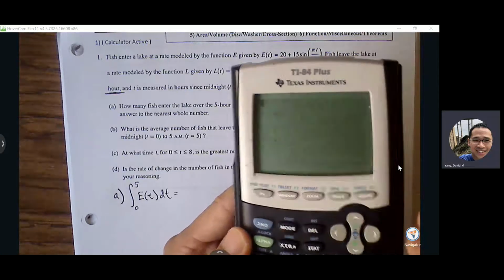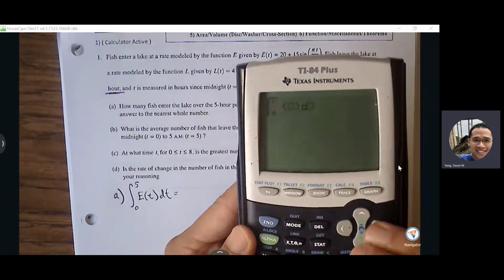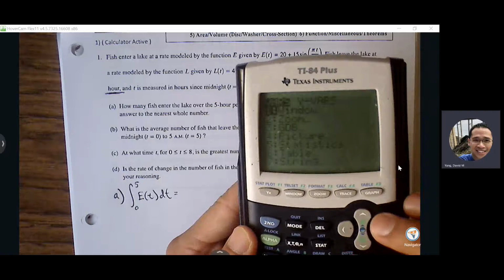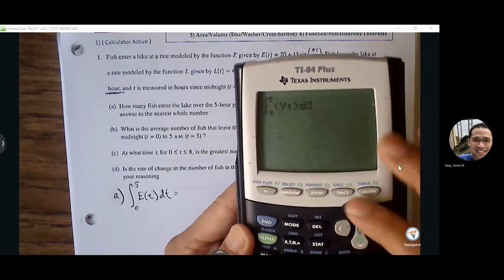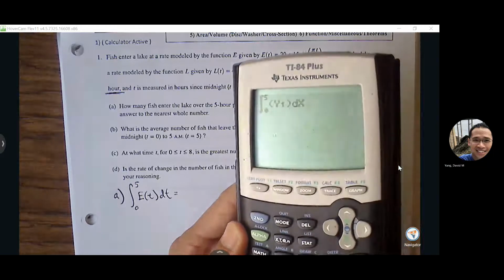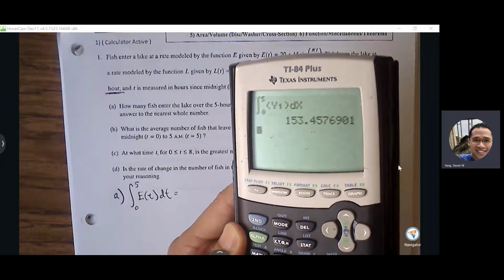I'll do math 9. That takes me to my definite integral from 0 to 5 of my E of t function, which is stored under y1. Round to the nearest whole number, so 153 fish.